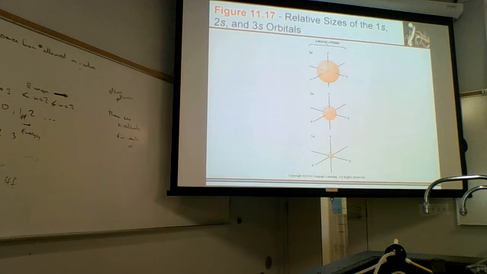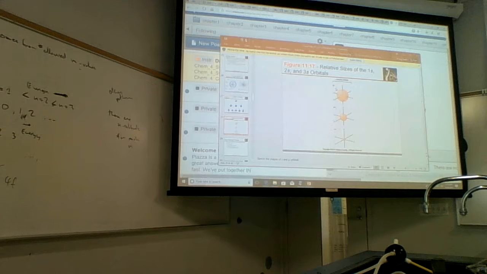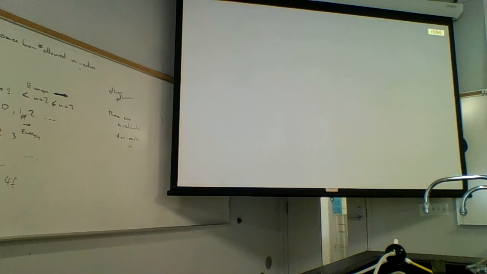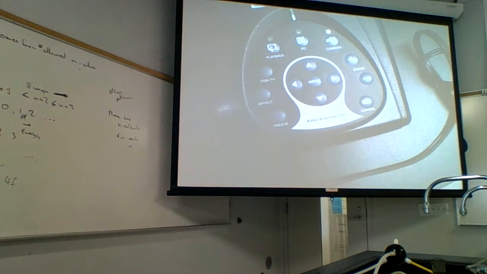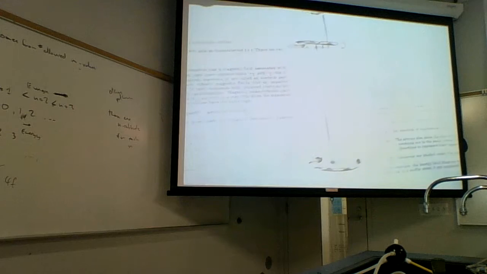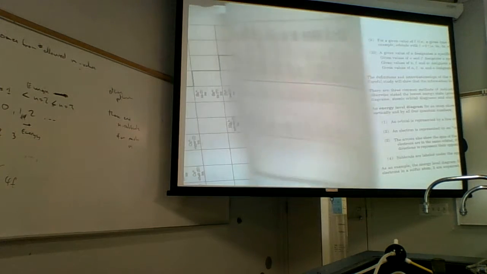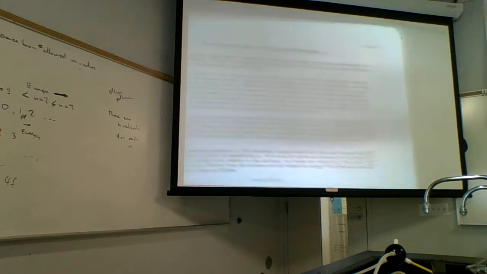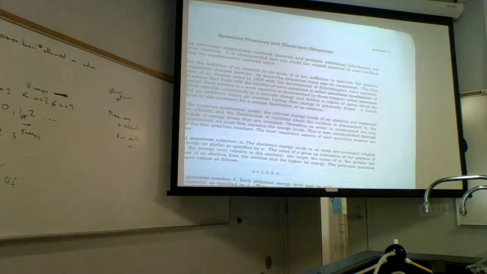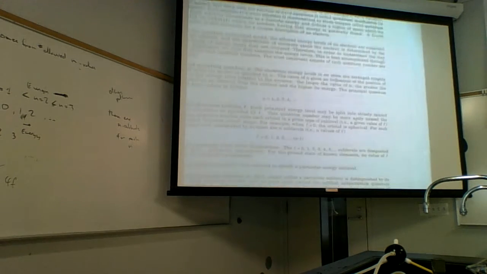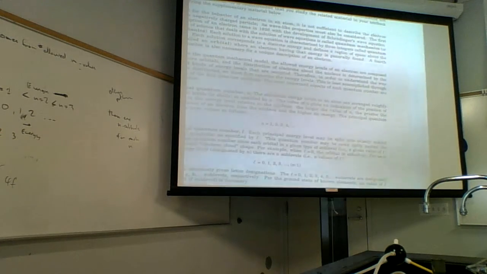Near the beginning of the supplement is a chapter called Quantum. So let's take a look there. This is right after the nomenclature. It's called Quantum Numbers and Electronic Structures, Quantum 1. Here it talks about these three letters, n, l, and m.